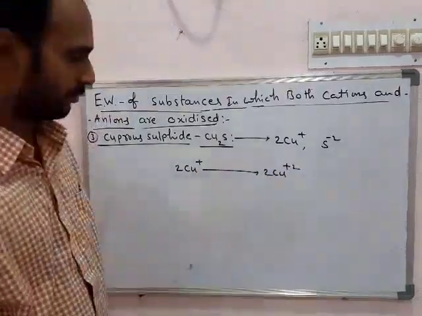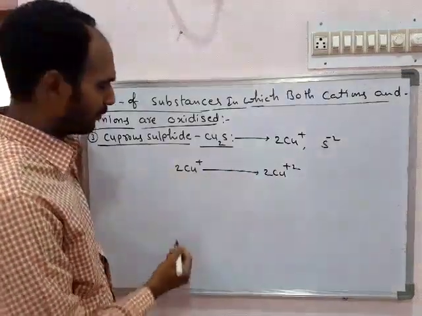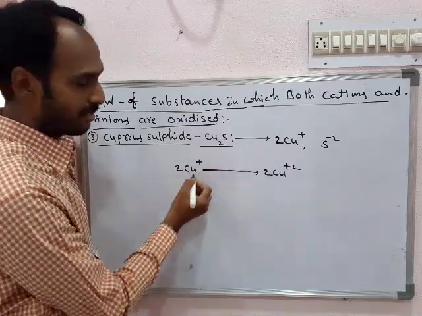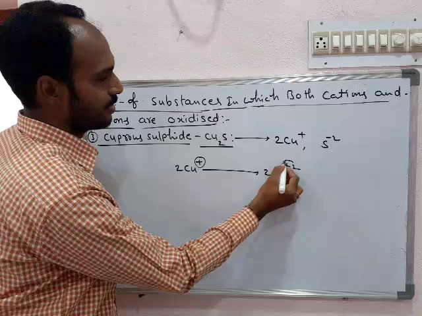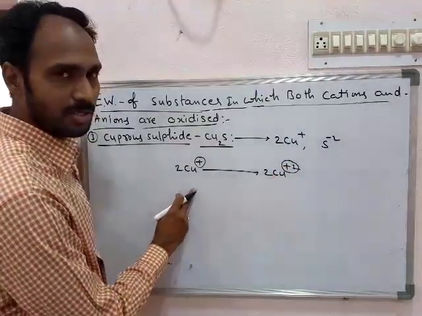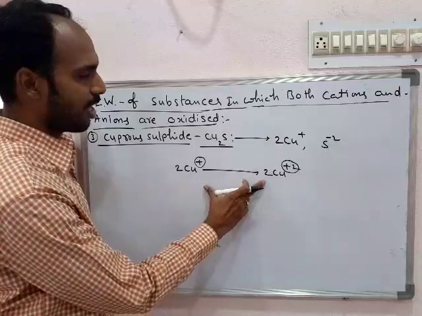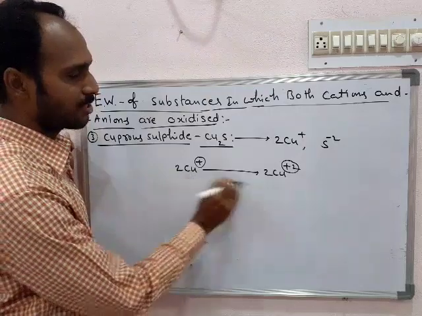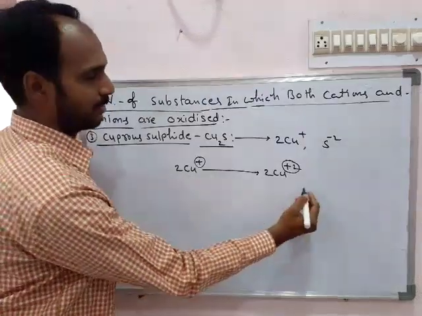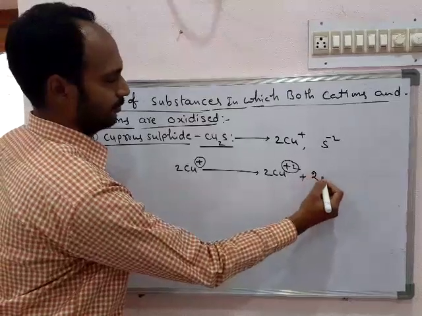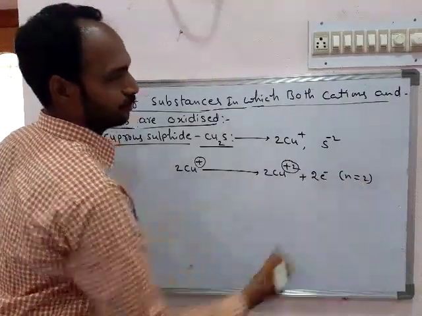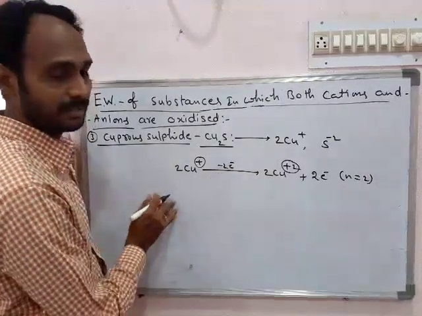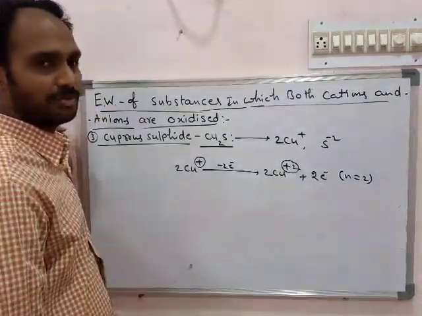So it is oxidized. Here they are already in the ionic form. In Cu2S, copper is in the plus 1 state, and it goes to plus 2. So what is the change in electrons? 1 electron. Such ions, how many are there? 2 are there. So combined, the 2 cuprous ions lose how many electrons? 2 electrons. Means here the n factor is 2. We can add plus 2 electrons or minus 2 electrons; simply we can say n factor equal to 2.